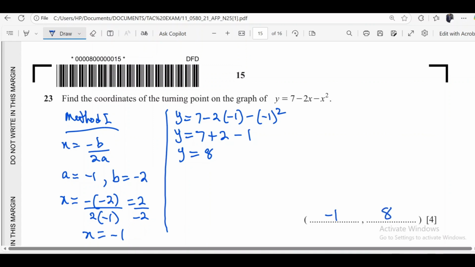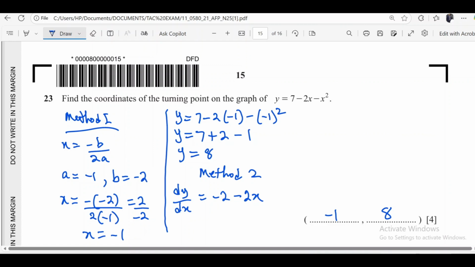Of course, method 2, at turning point, we can find what the dy/dx is. We can use this method. Method 2, we can differentiate. Differentiate 7, a constant, you get 0. Differentiate minus 2x, you get minus 2. And then this is going to be minus 2x. If you have issue with differentiation, you can check out our past videos and get yourself familiar with the method of differentiation.